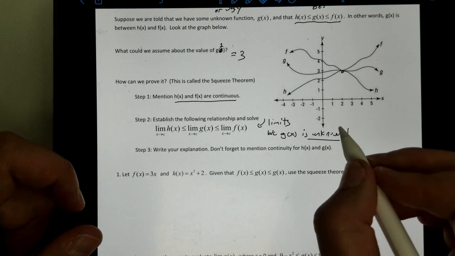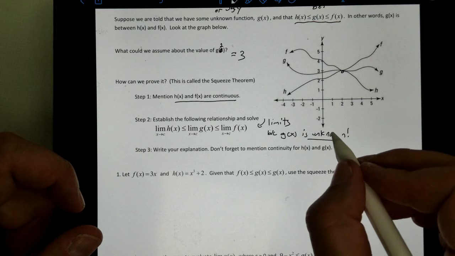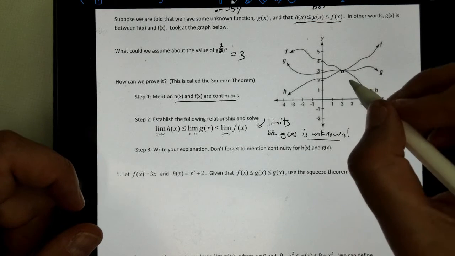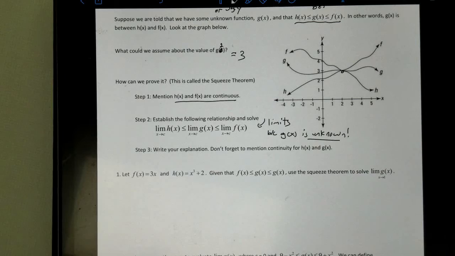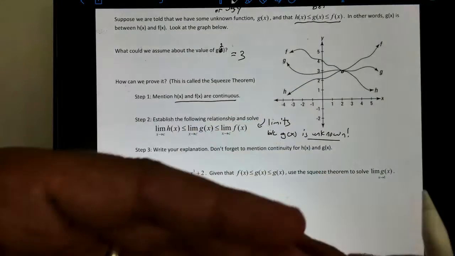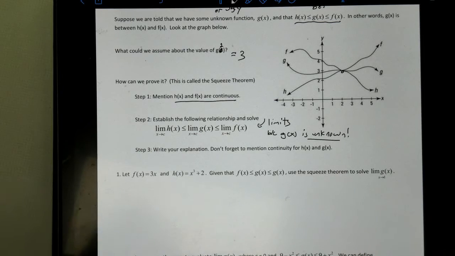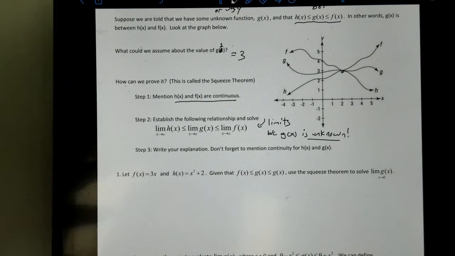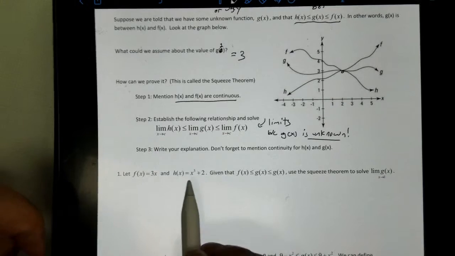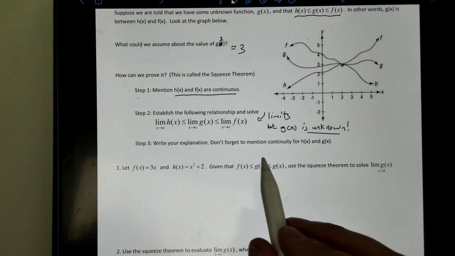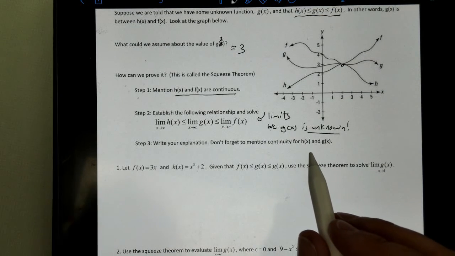It could be that the value doesn't exist at 2. There could be a hole there. There could be something causing it to not have a value there. So we use limits to say, well, we're just going to approach it instead. Next, write your explanation, and don't forget to mention continuity.